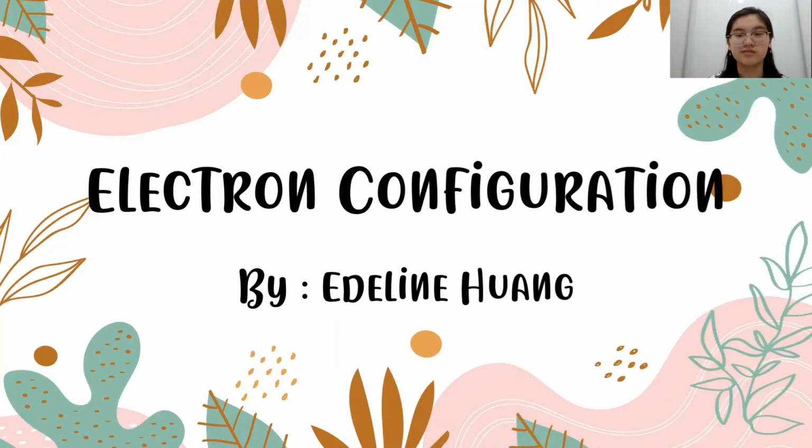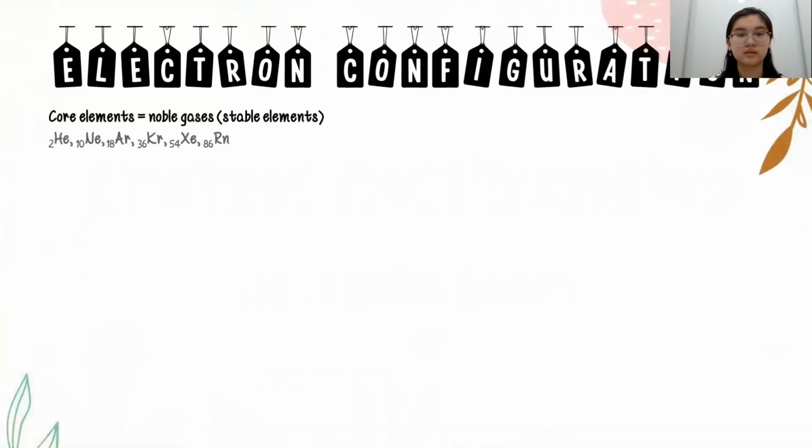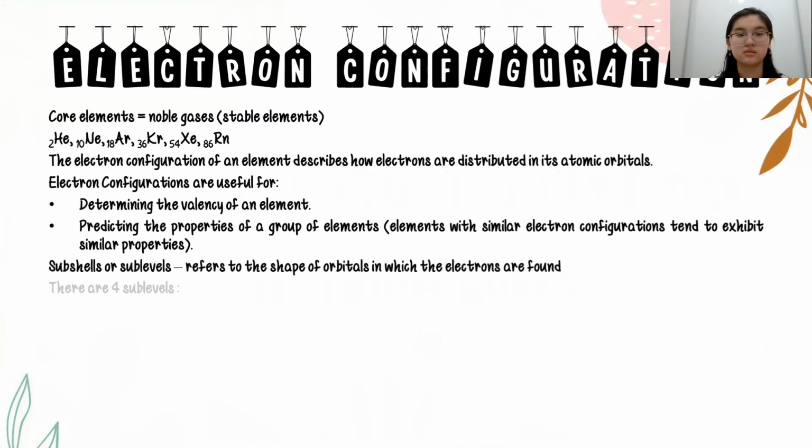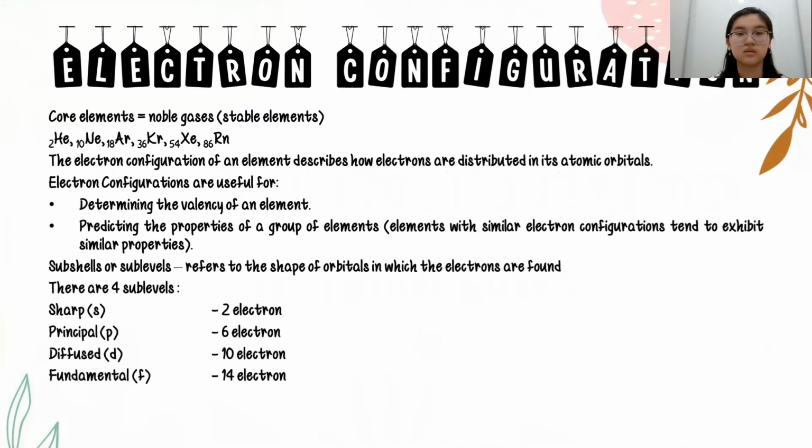Hi everyone, so today I want to explain about the electron configuration. The core elements, also known as the noble gases, are the stable elements. Why are they stable? Because they can hold the maximum number of electrons in their outermost shell. They are helium, neon, argon, krypton, xenon, and radon.